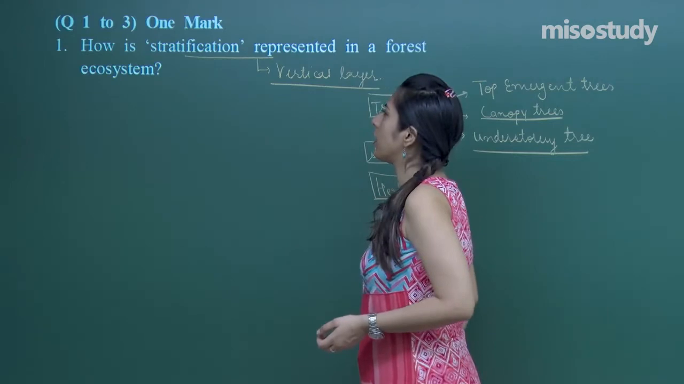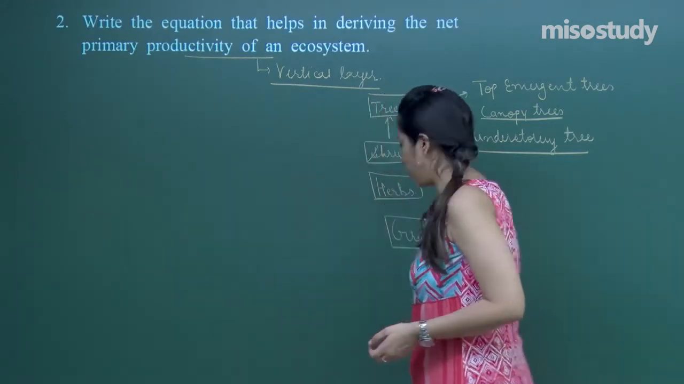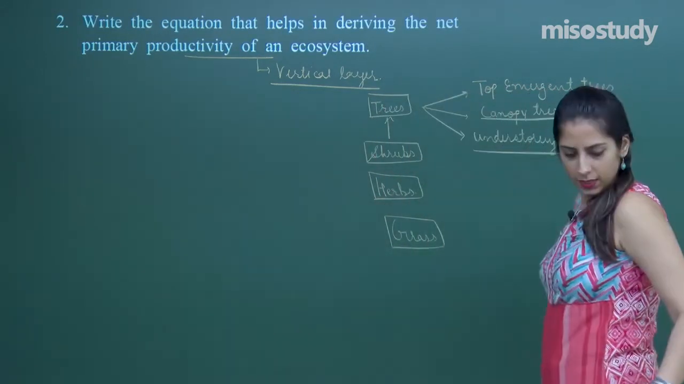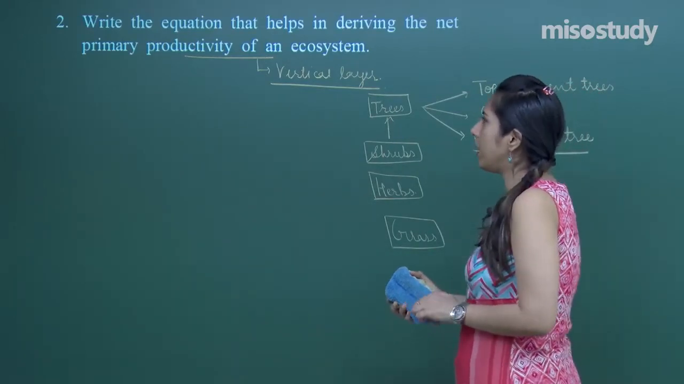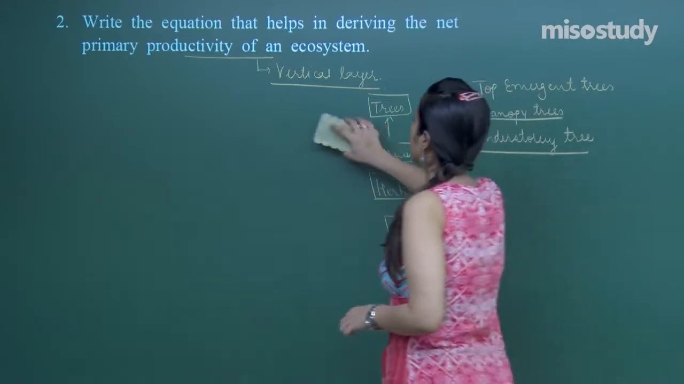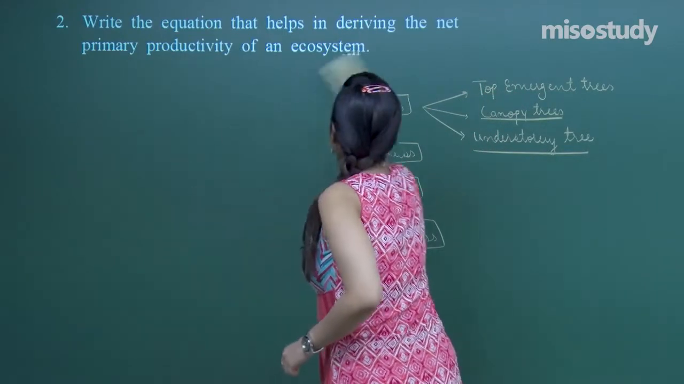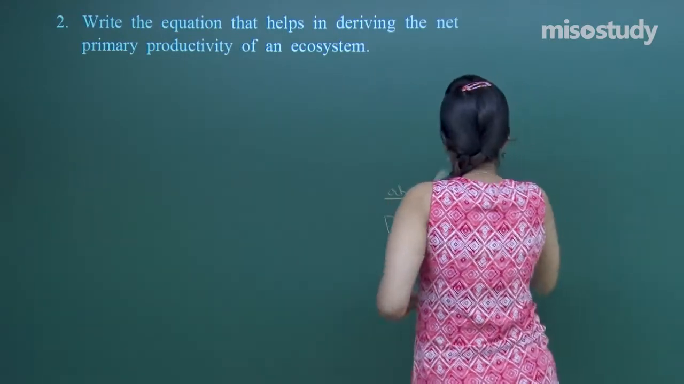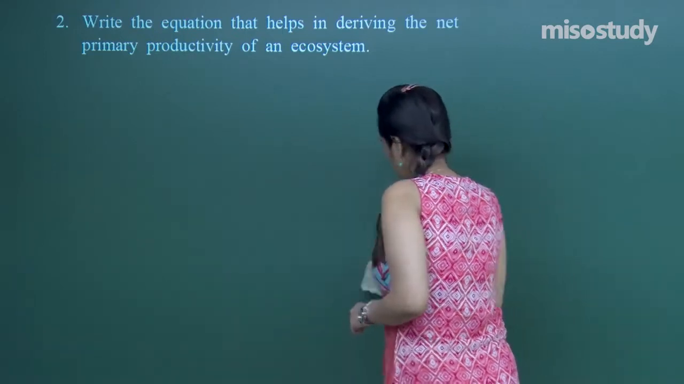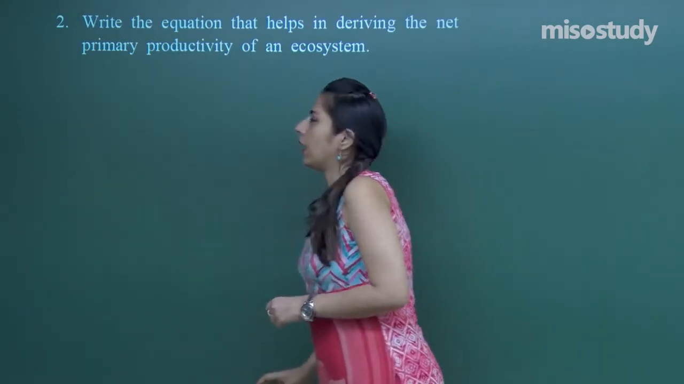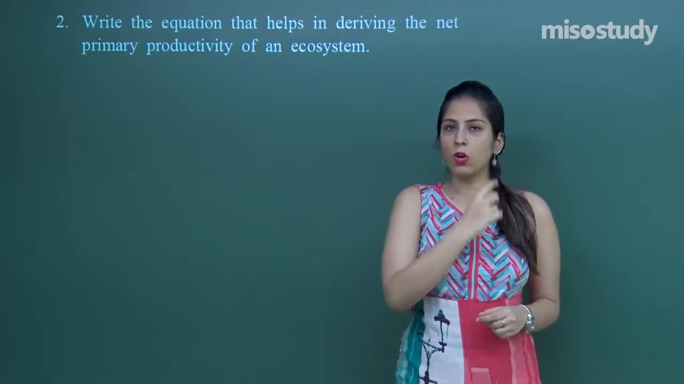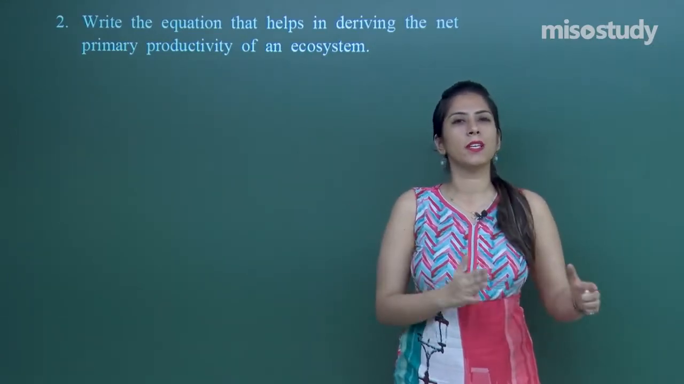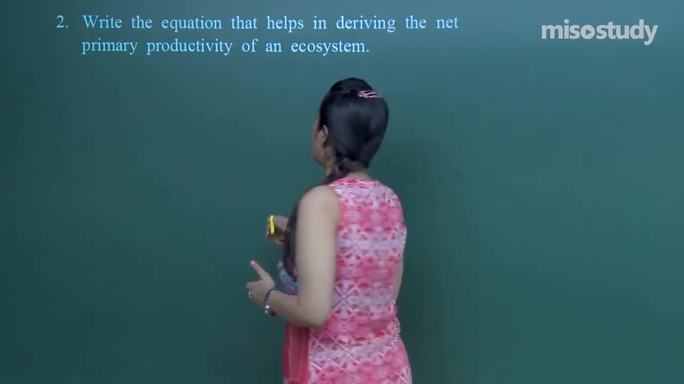Let's move on to the next question, question number 2. Just read this question: write the equation that helps in deriving the net primary productivity of an ecosystem. In productivity, we have learnt about two important terms. One is called gross primary productivity, the second is called net primary productivity.